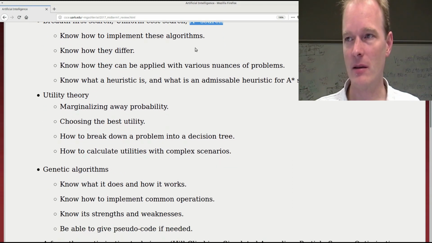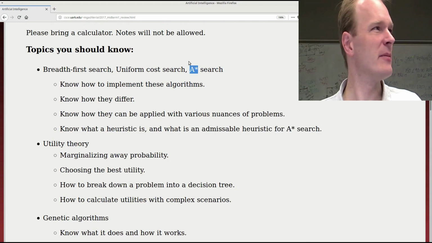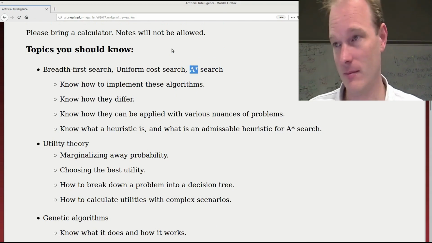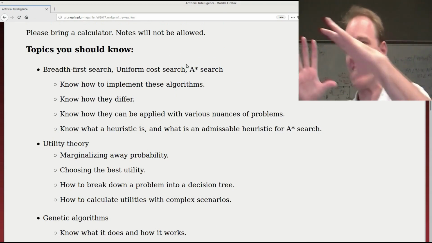Yeah, A star basically makes the frontier lean. Have you seen While You Were Sleeping? He's leaning. Oh, okay. It was a movie. I said leaning. It makes the frontier lean towards the goal.